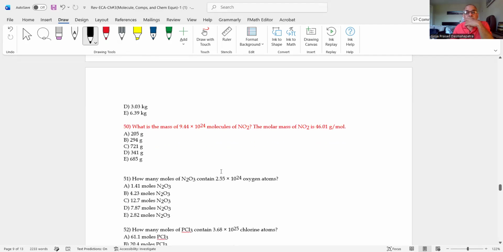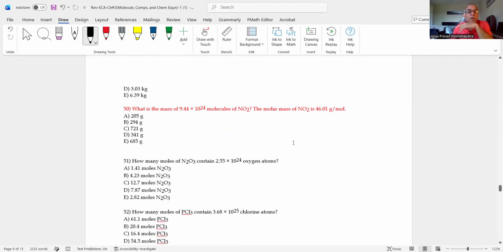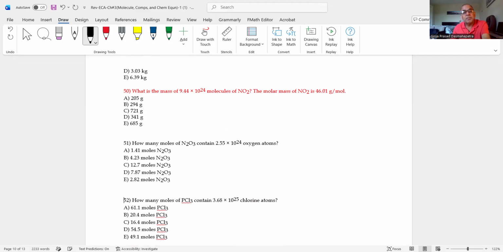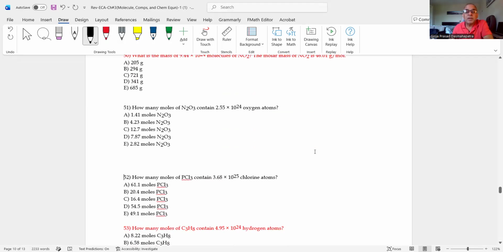Now I will solve question number 51. Okay. So in this case, there are oxygen atoms. That is your starting point. How many oxygen atoms are there in this molecule? Look at it. There are 3 oxygen atoms in the entire molecule.